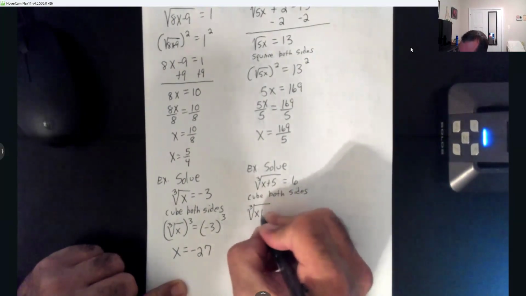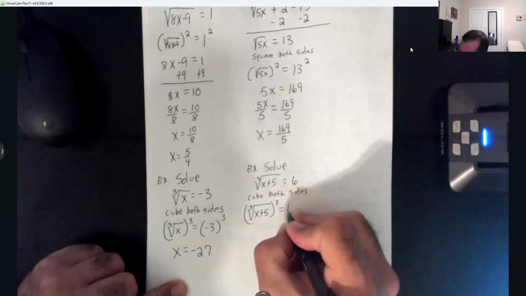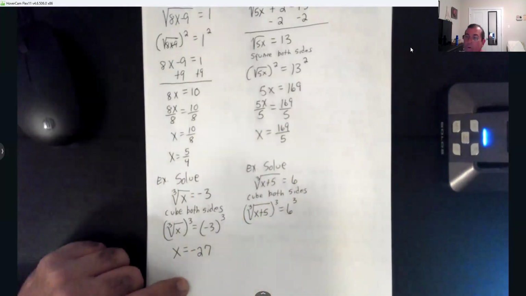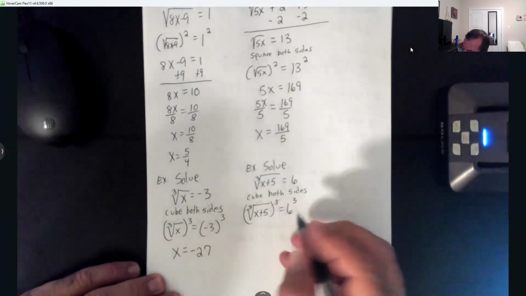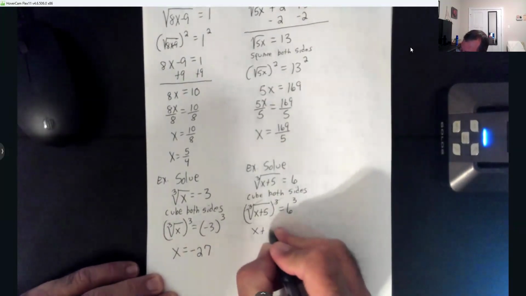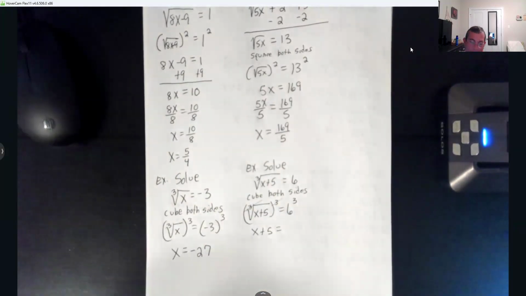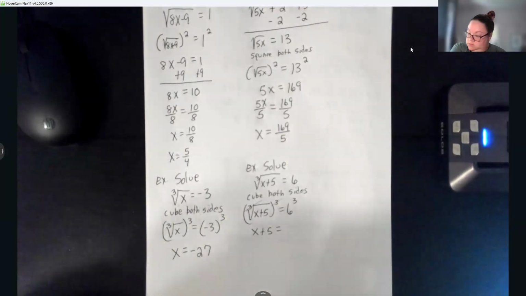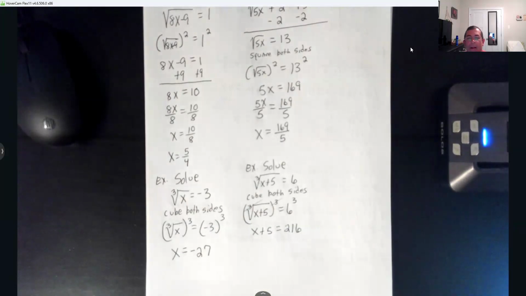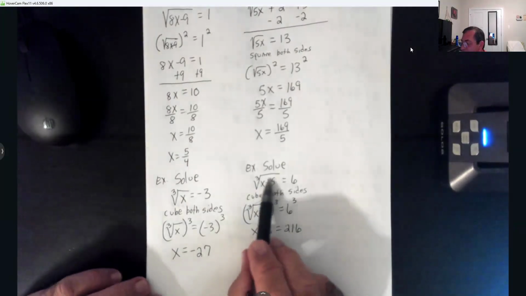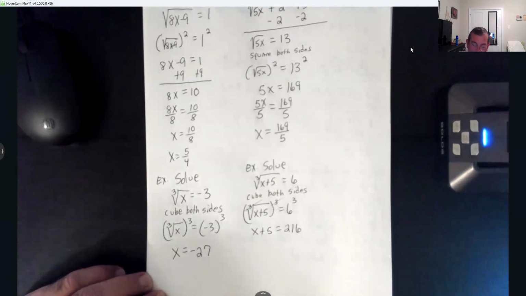So the cube root of x plus 5, cubed, equals 6 cubed. So y'all look here, the left side cancels with the exponent. I got an x plus 5. And 6 to the 3rd power is 216. So when you got stuff added under the radicals, you usually got that last step to get that x by itself.